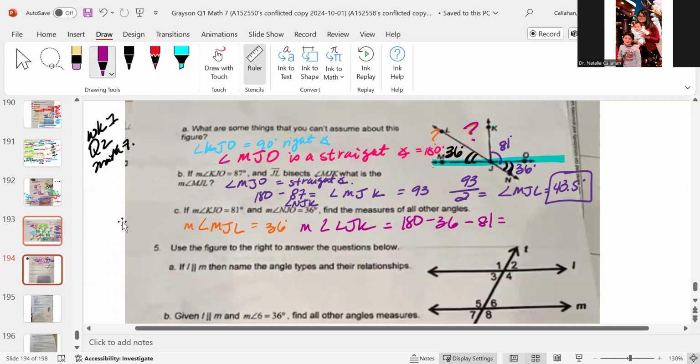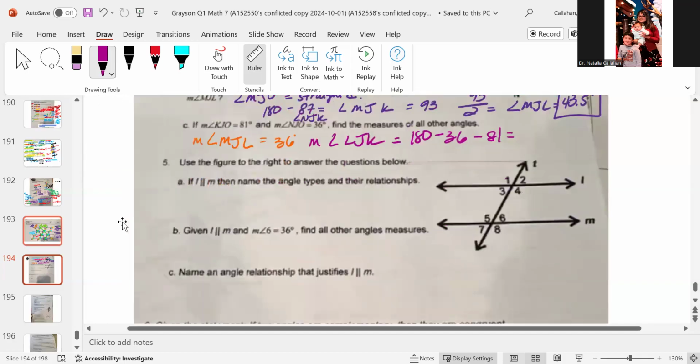No, I'm not doing that. Don't you care about my work? Don't you care about it? Number 5. I want to see. Let's see.